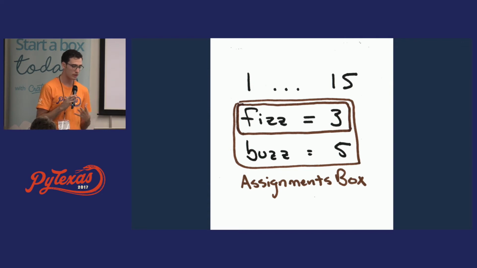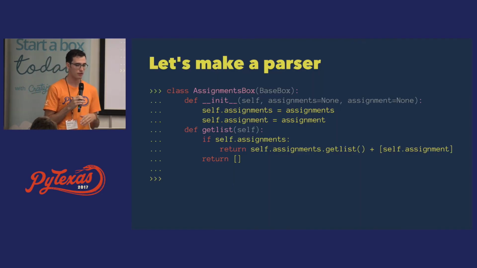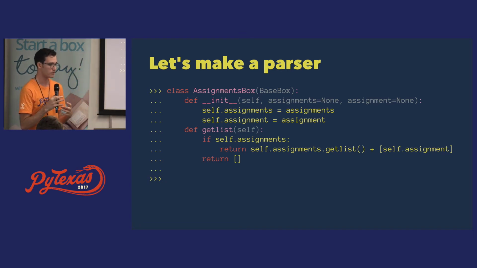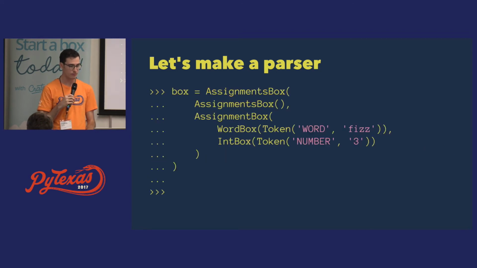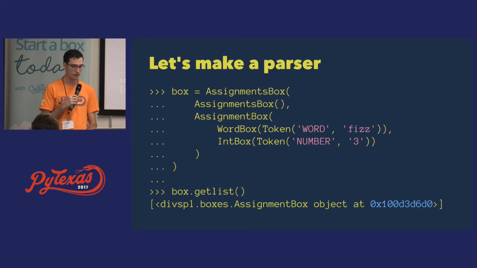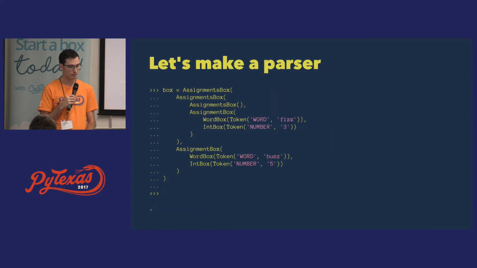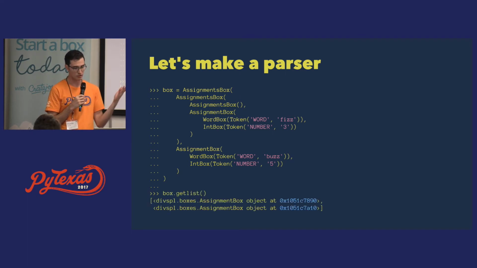And next is the plural assignments box. So this is going to receive a list of assignments, and it's just going to bring them all together. And it's going to basically return a list of all the assignments concatenated together, right? So this allows us to be able to repeat assignments. They nest within each other. Looks like this. And I can call getList, and I can get a list of single assignments. Okay, that's probably pretty small, so I'll skip ahead. This is just showing multiple assignments in a single assignments box.